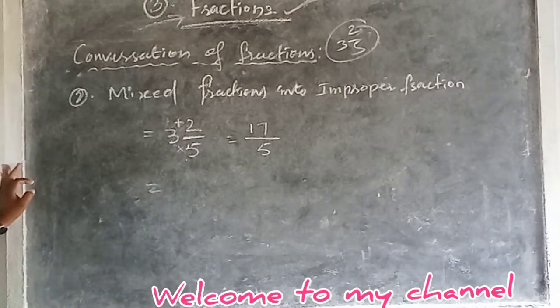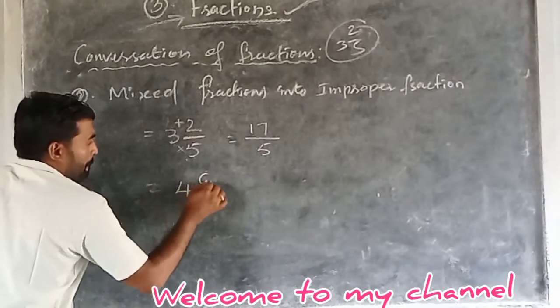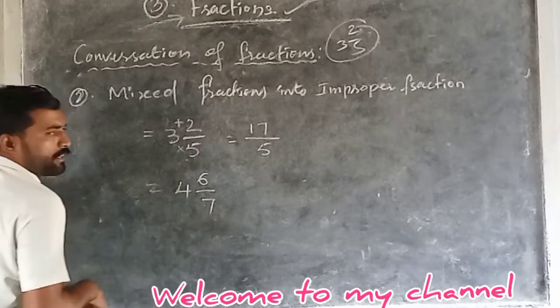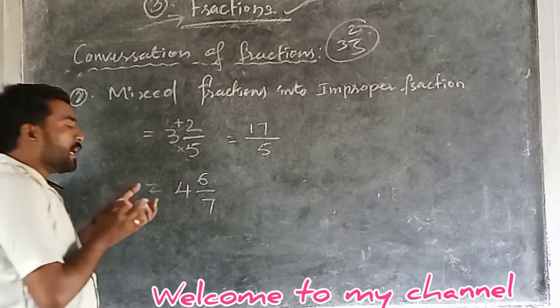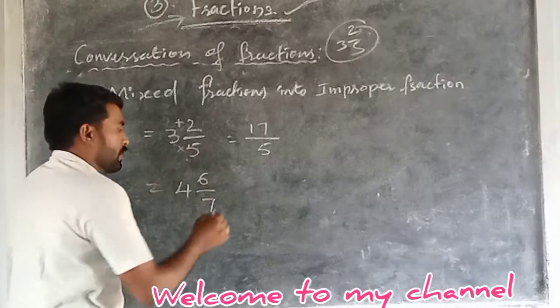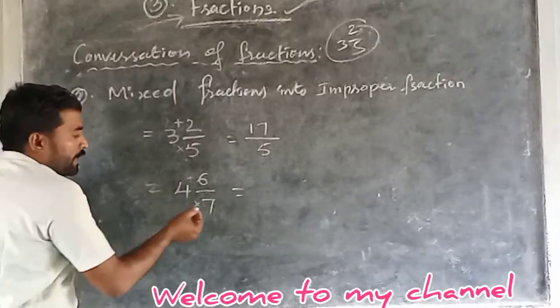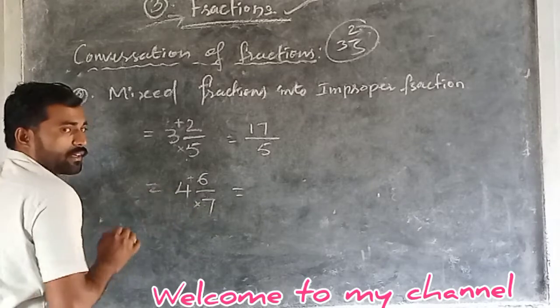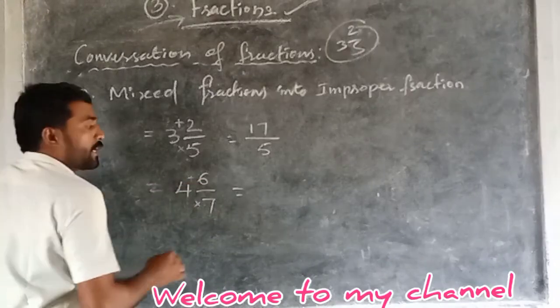Look here, my dear students. I am writing 4 6 by 7. This is a mixed fraction. Okay, let us write this mixed fraction into an improper fraction. Here multiplication, here addition, yes or no? Then 4 7s are 28. 28 plus 6 is 34.